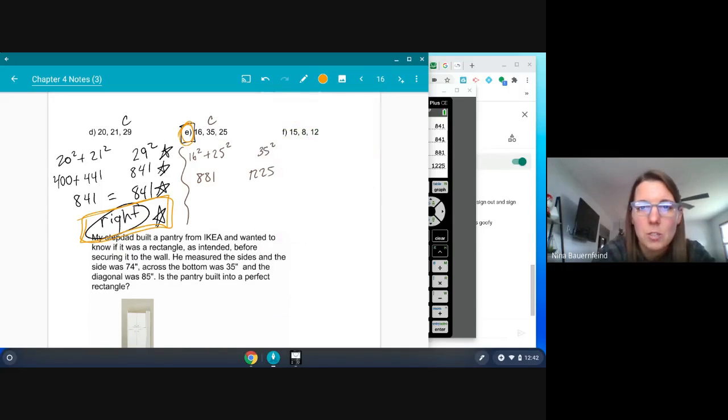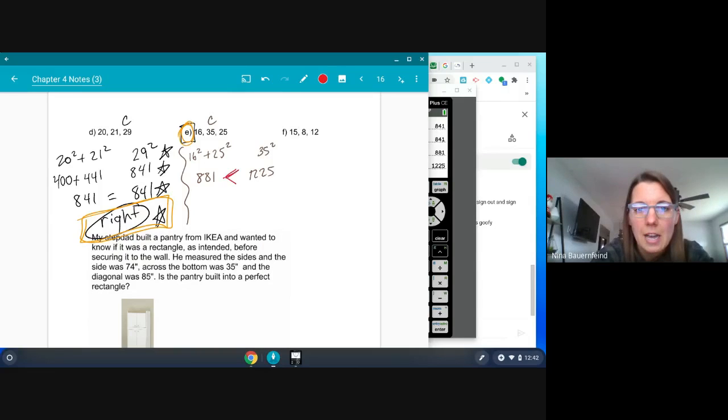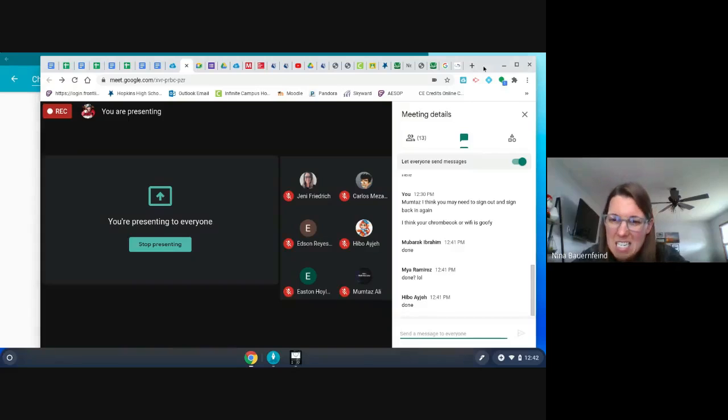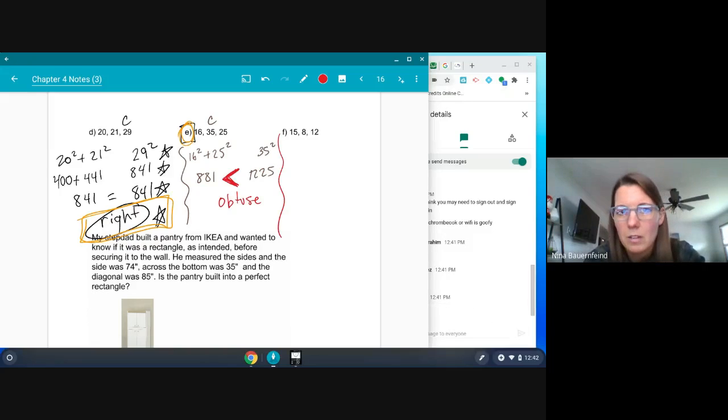So then the question is, which way does the alligator eat? Well, this alligator is going to eat that way because 1225 is bigger. So since that one side was bigger, that makes this obtuse. Are you guys okay with that? Did you get that? Yes. Awesome.